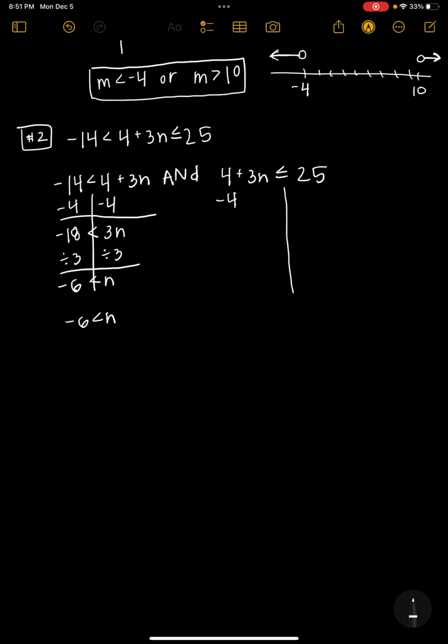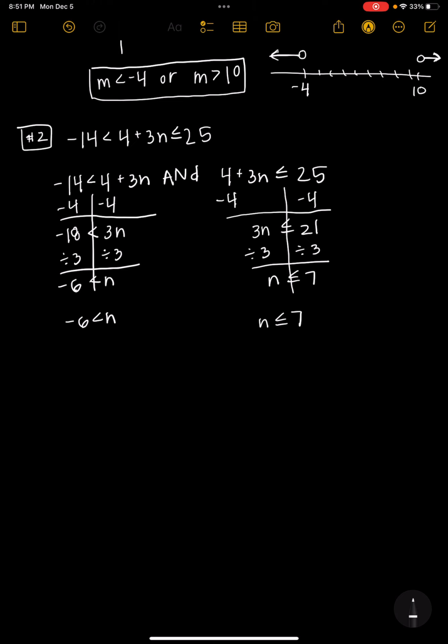We're going to subtract 4 from each side first, and then we get 3n is less than or equal to 21. Then we're going to divide by 3 on both sides, and we get n is less than or equal to 7. So we get n less than or equal to 7.